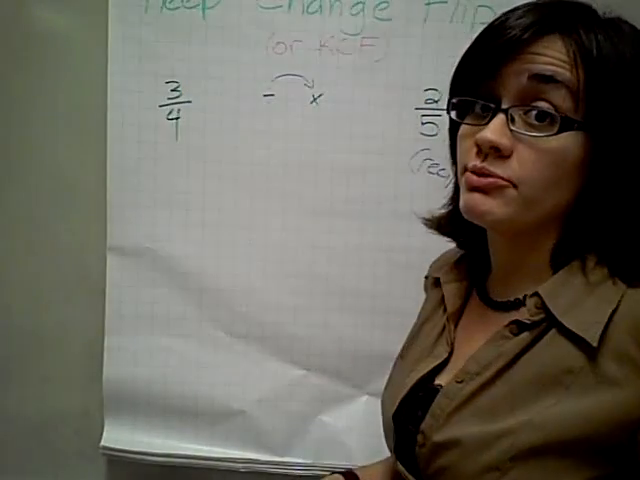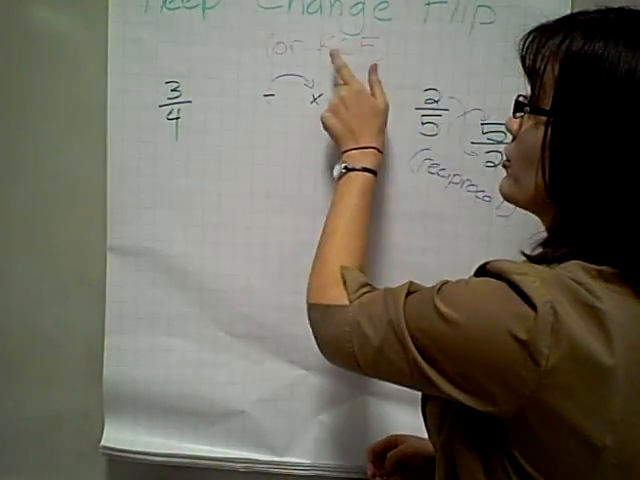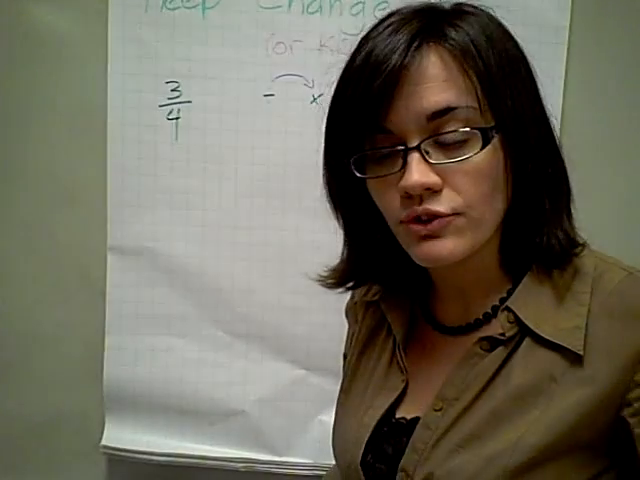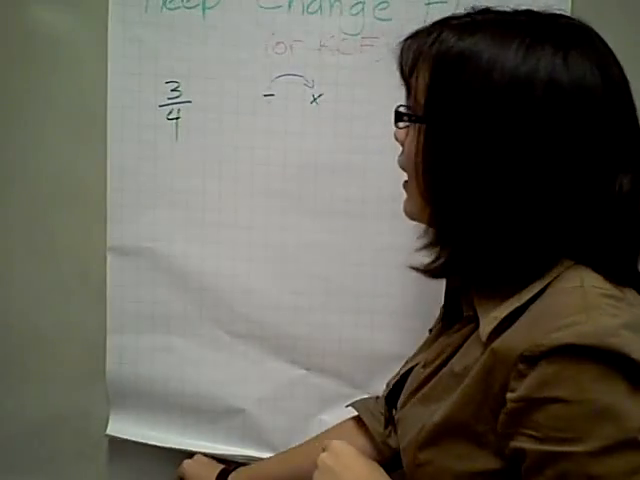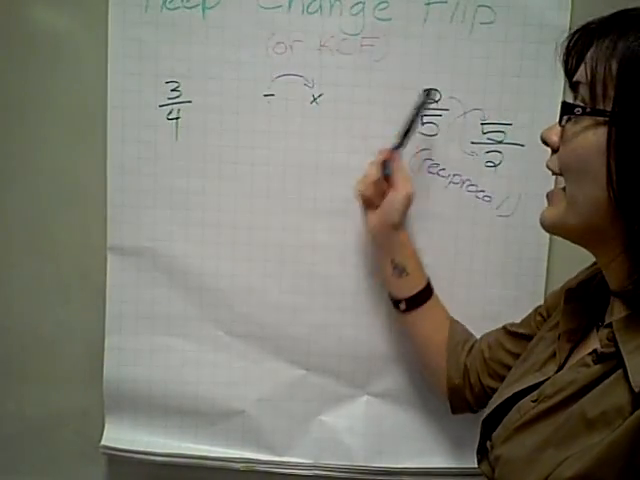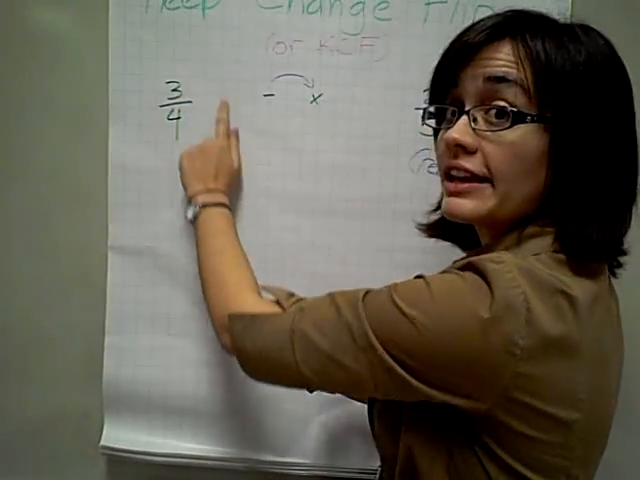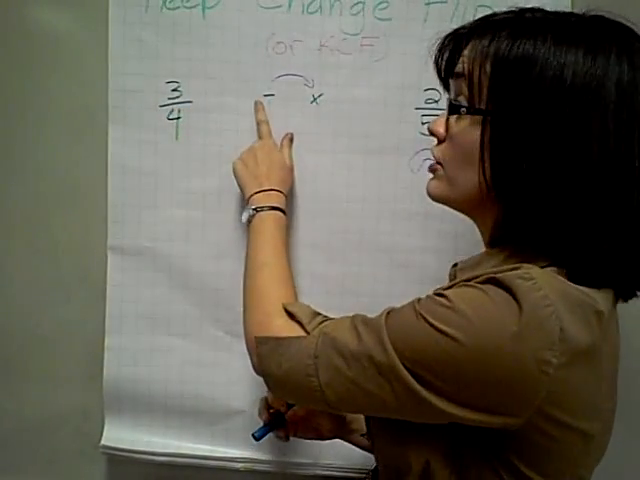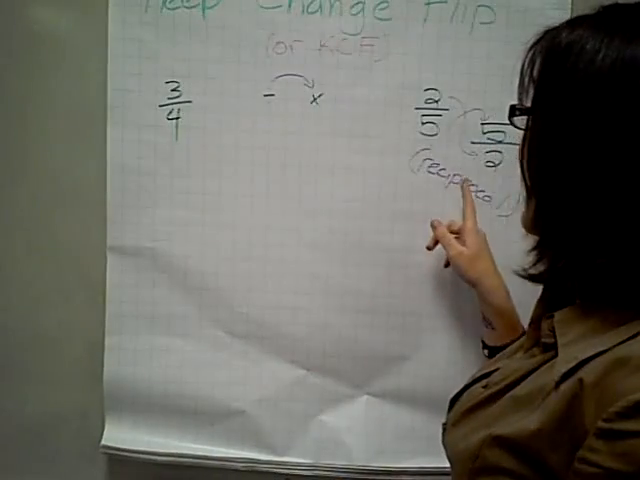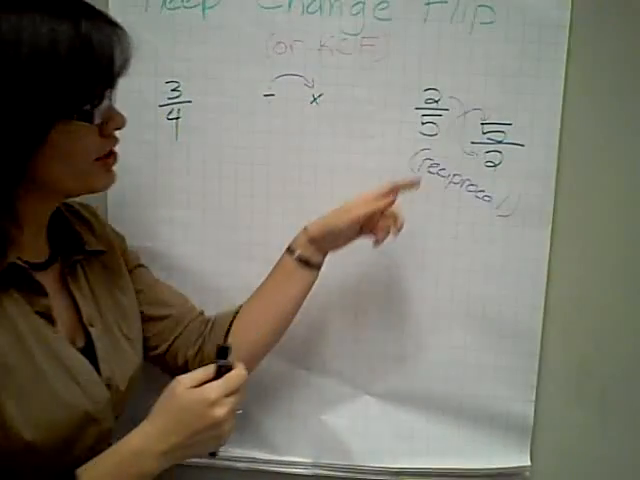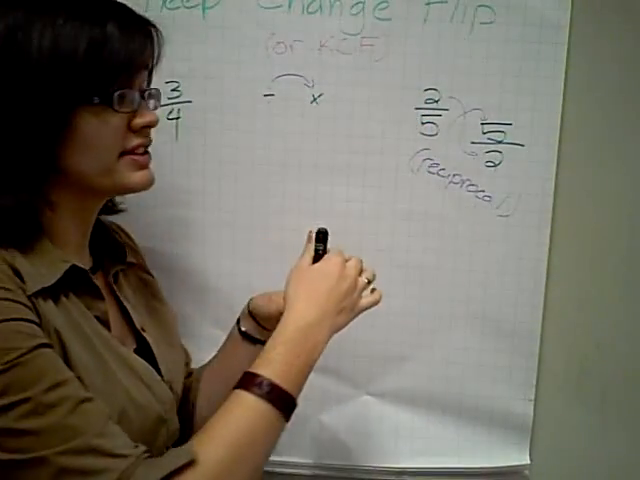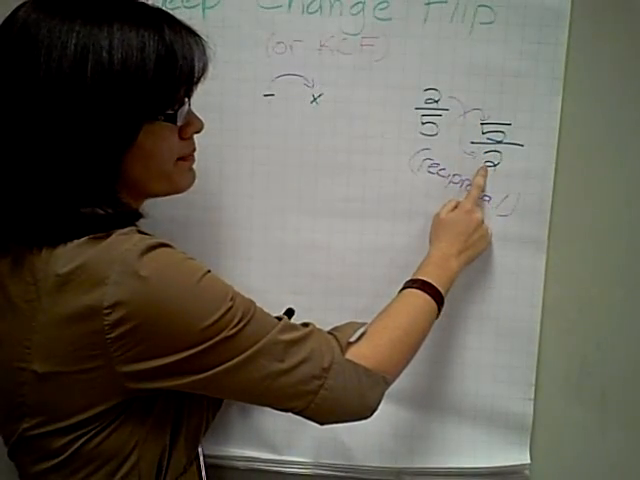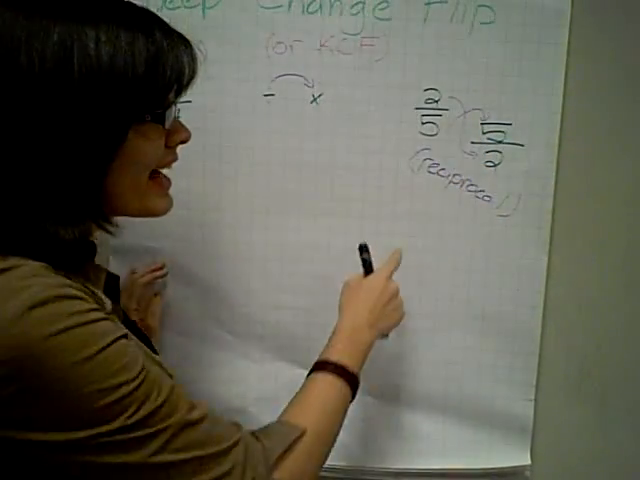So this is called keep, change, flip. Keep, change, flip, or KCF, not KFC. If you do it KFC, you'll just get confused. All right, so KCF. So you keep the first number like it is. You change your division to multiplication, and then you flip your 2/5 on top of itself and make it into 5 halves. And that is your reciprocal.